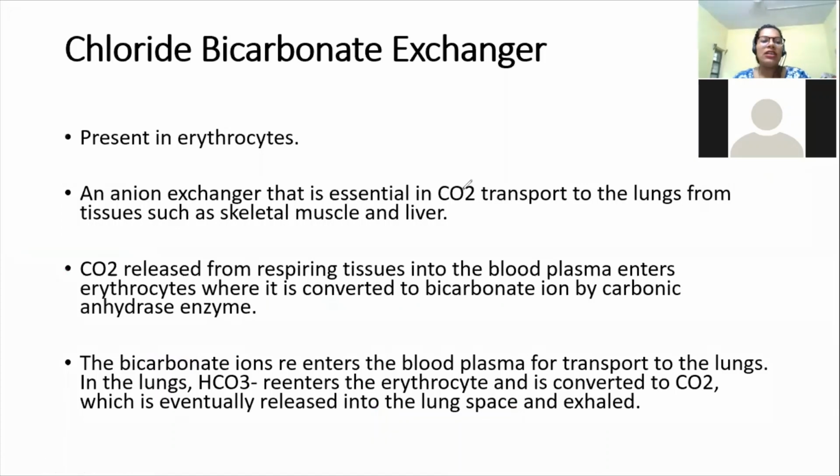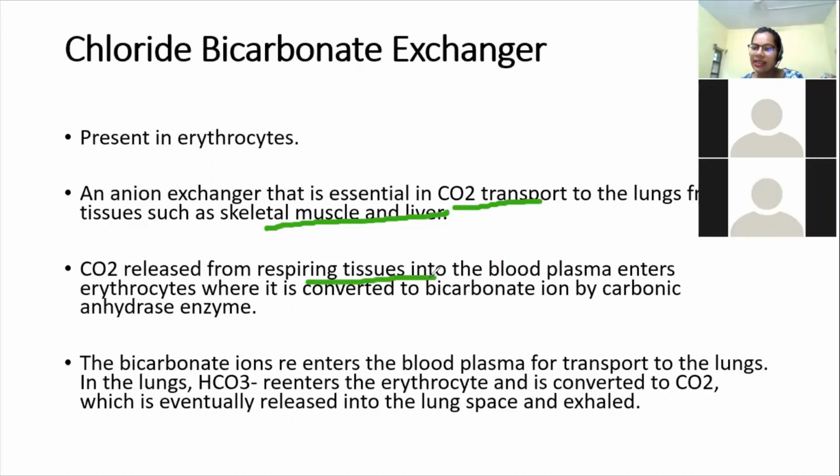Okay, now an anion exchanger that is essential in the CO2 transport to the lungs and then tissues such as skeletal muscle and the liver. Now these CO2 are released from the respiring tissues. So the moment you start working, all your cells start utilizing the glucose, and when the glucose utilization, that is the glycolysis happens, CO2 is released. Now this CO2 release goes into the blood plasma.